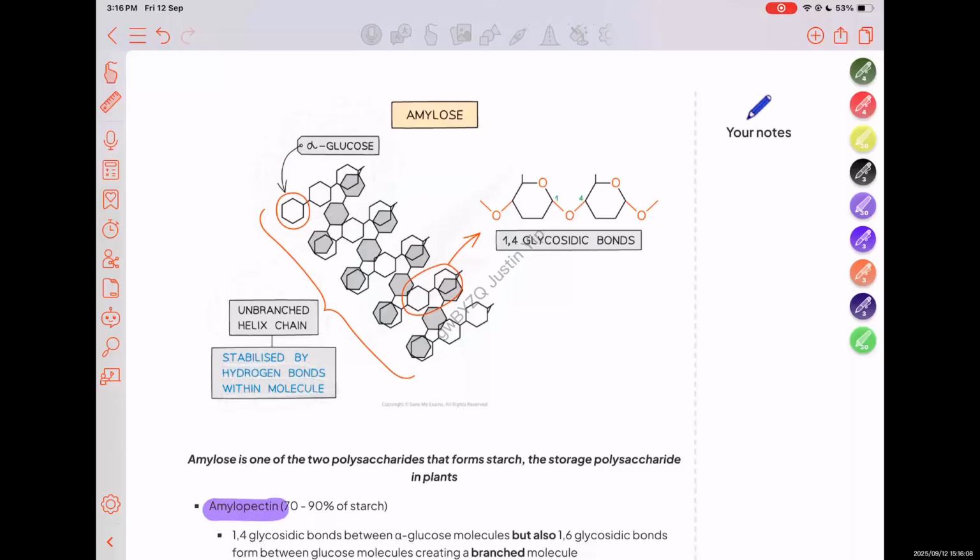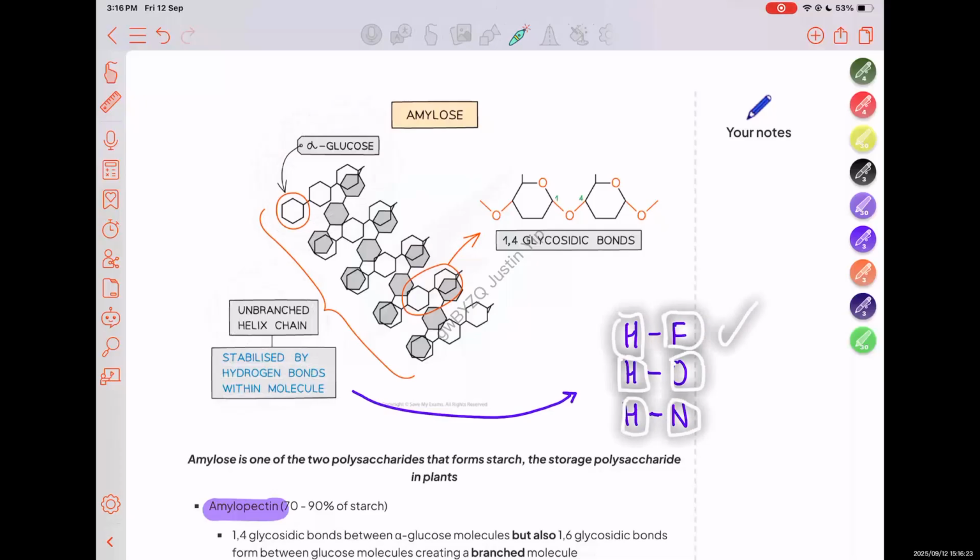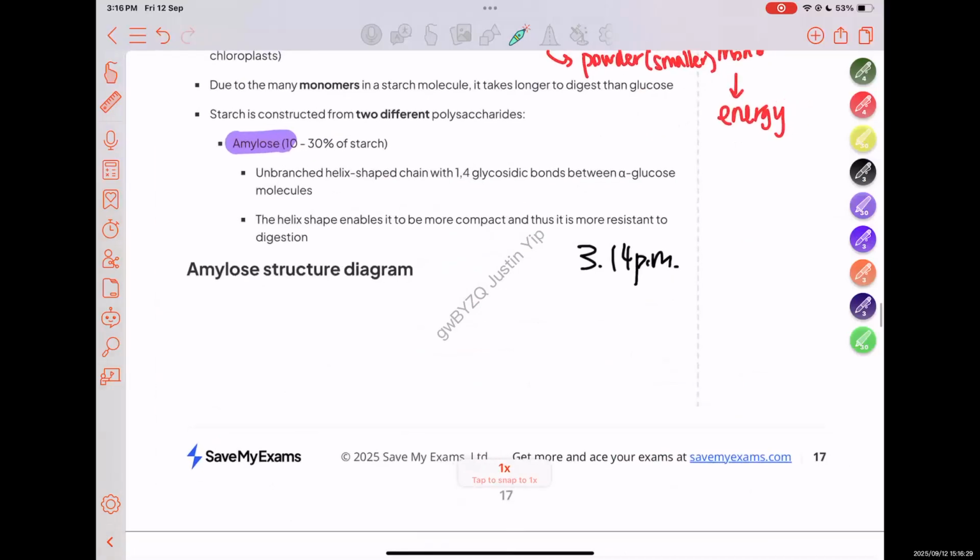So what is a hydrogen bond? A hydrogen bond means that hydrogen is bonded with F, bonded with O, and bonded with N. We call it HF, HO, HN: fluorine, oxygen, nitrogen.